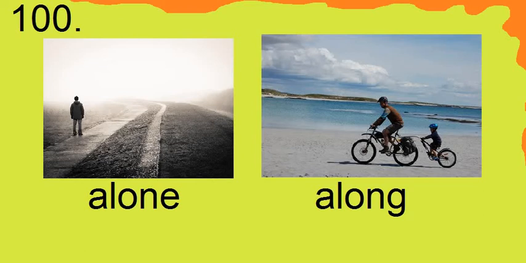And the last one in this section, we have alone and along. Alone with an E on the end means you're on your own or by yourself, whereas along with a G on the end, you could say to go along with someone or to travel along the road.